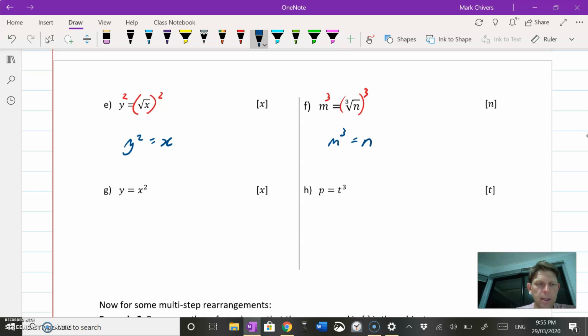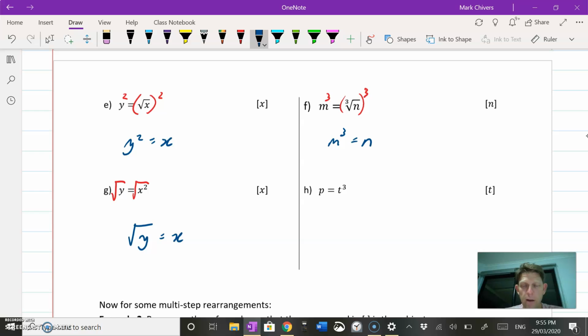Okay, now flipping that around, if we want to make x the subject of this equation, we want to make x the subject, not x squared. So once again, the opposite of something squared is the square root. So if we take the square root of both sides, we're going to end up with, my mistake there, the square root of y equals x.